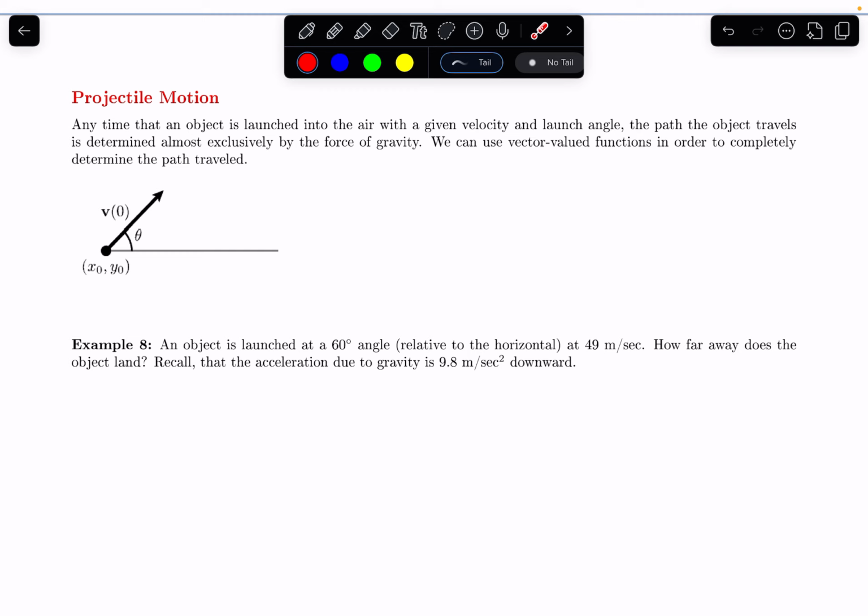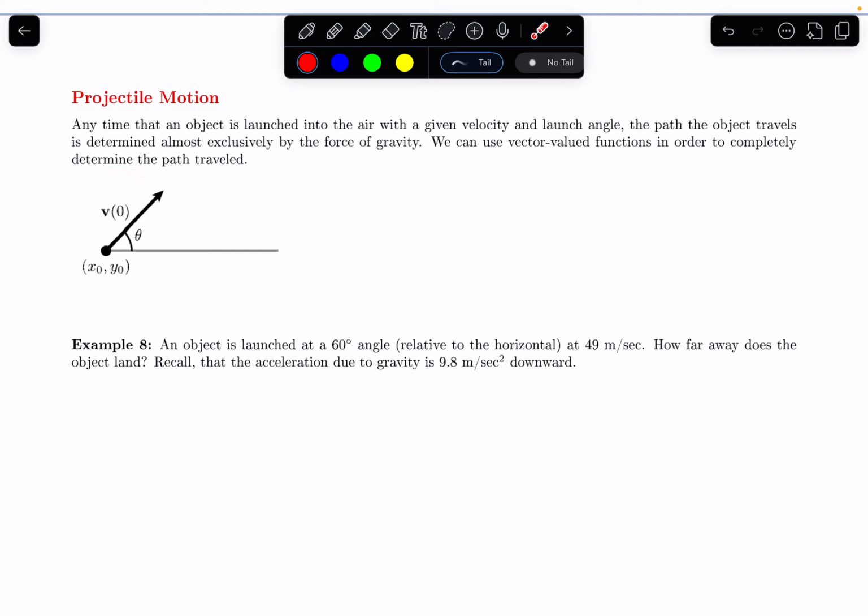In this video, we are going to do an example involving projectile motion. Anytime that an object is launched into the air with a given velocity and launch angle, the path that the object travels is determined almost exclusively by the force of gravity. As you launch this object in the air, it's going to follow some path, and then eventually gravity is going to pull it back down until it hits the ground. It turns out that we can use vector-valued functions in order to completely determine the path traveled.